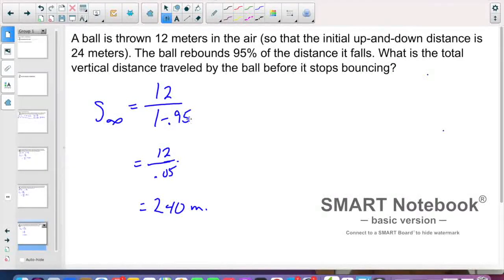So I've plugged the information into the infinite series formula. S sub infinity equals 12, or A sub 1, over 1 minus 0.95. That would be the 95% as a decimal. So that's 12 over 0.05, which gives us 240 meters.